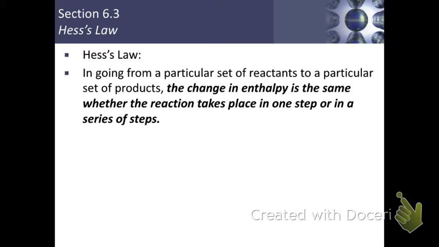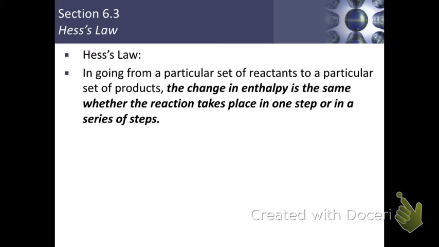Hess's law says that when we go from a particular set of reactants to products, the change in enthalpy is the same for the reaction, whether the reaction takes place in multiple steps or in one step. We haven't really dived into reactions that go in multiple steps. It's not something we'll cover, but we're going to look at how they actually happen. Hess's law is going to be us forming these multiple steps of the reaction to get all the way from reactant to product.